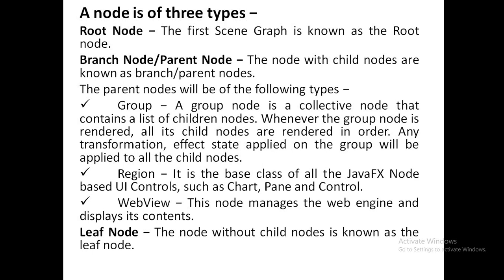Group. A group node is a collective node that contains a list of children nodes. Whenever the group node is rendered, all its child nodes are rendered in order. Any transformation or effect state applied on this group will be applied to all the child nodes. Region. It is the base class of all the JavaFX node based UI controls such as chart, pane, and control. Web view. This node manages the web engine and displays its contents. Leaf nodes. The nodes that do not have child nodes are known as leaf nodes.